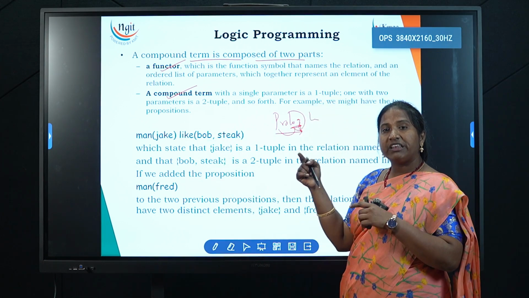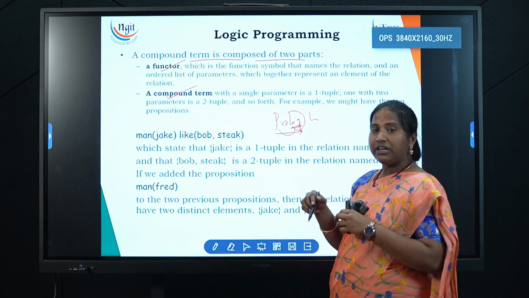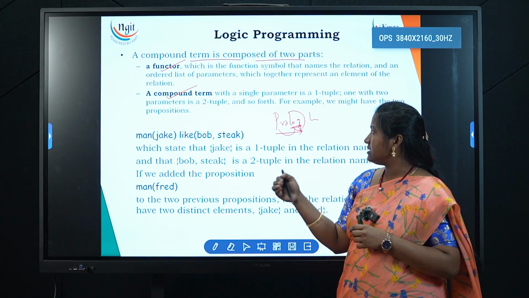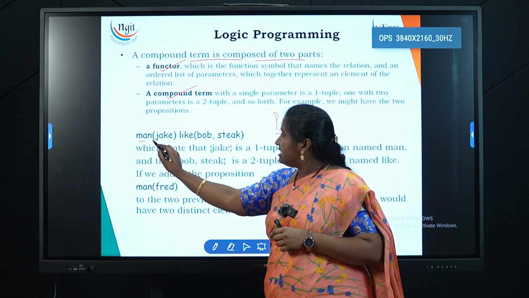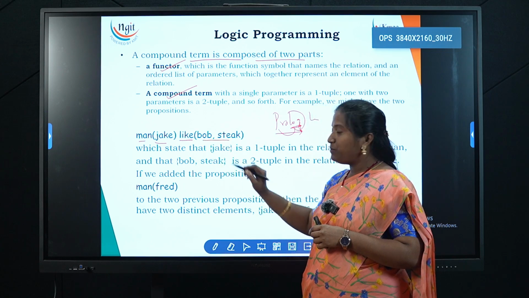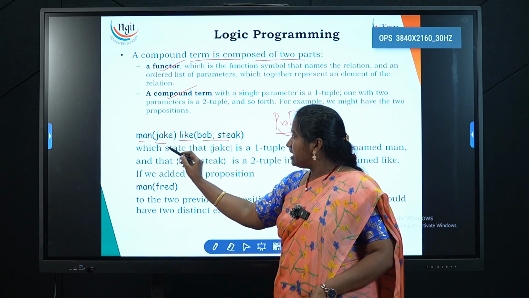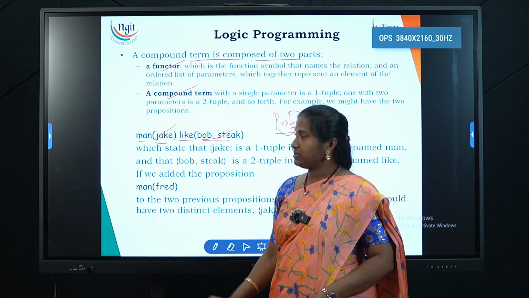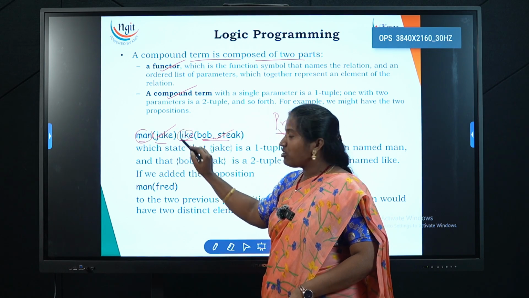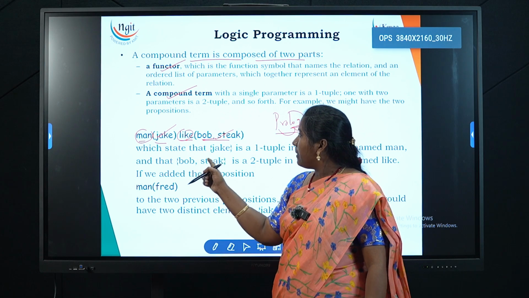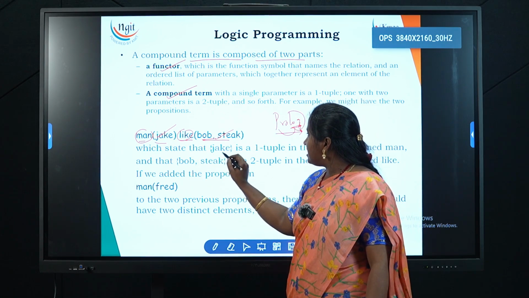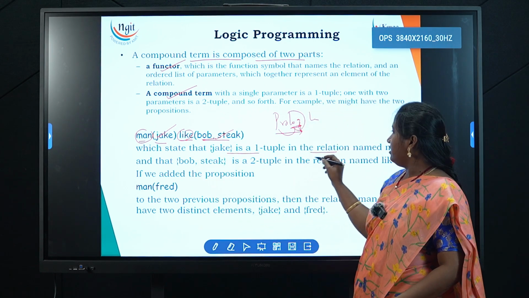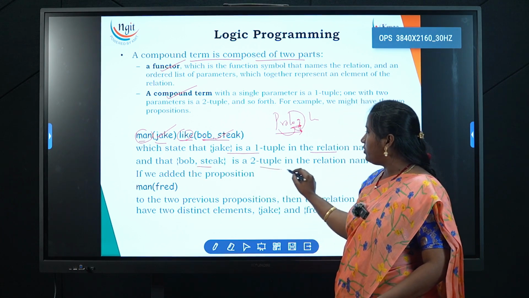Functor will give you the relationship, compound term will give you the number of parameters. Let's say man Jake, like Bob Steek. Now the parameters are: Jake is a parameter, Bob and Steek are the parameters. So man and like are the functors. And so it states that Jake is one tuple in the relation named man, and Bob Steek are two tuples.